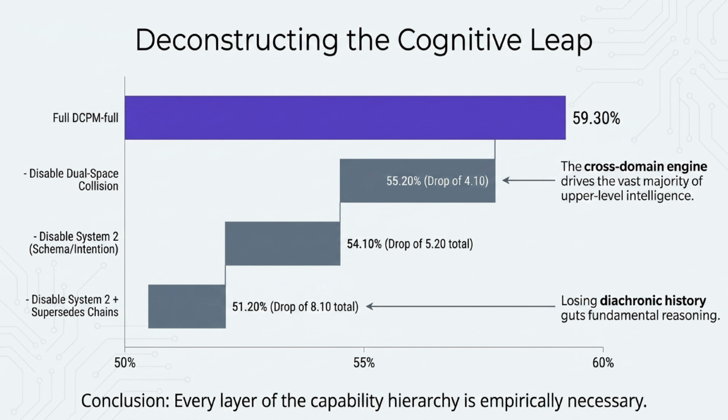Deconstructing this cognitive leap proves that every single layer of the capability hierarchy is empirically necessary. Losing the diachronic history guts fundamental reasoning, causing an 8.10-point drop. Disabling System 2 entirely drops performance by 5.20 points. And turning off the dual space collision engine drops it by 4.10 points, clearly proving that the cross-domain engine drives the vast majority of the AI's upper-level intelligence.